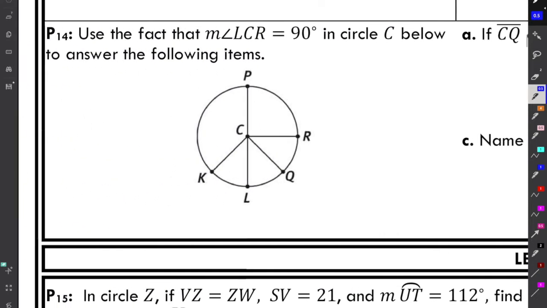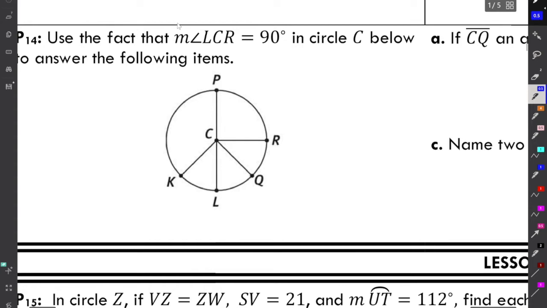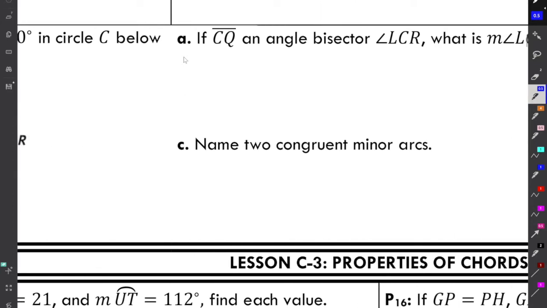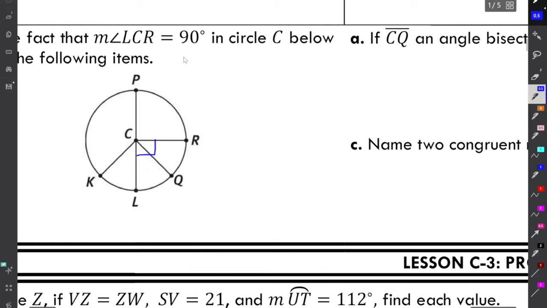Alright, number 14. Use the fact that the measure of angle LCR is 90 degrees. Encircle C below to answer the following items. So A, if CQ is an angle bisector of angle LCR, what is the measure of angle LCQ? Since LCR is at 90 degrees, if it's being bisected, it means it's split directly in half. So half of 90 would be 45, so LCQ would be 45 degrees.